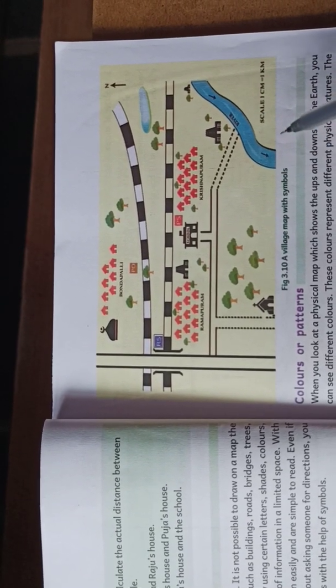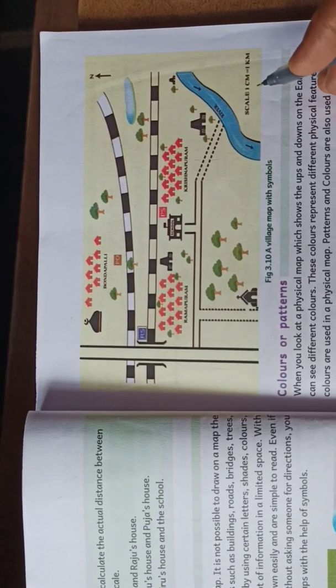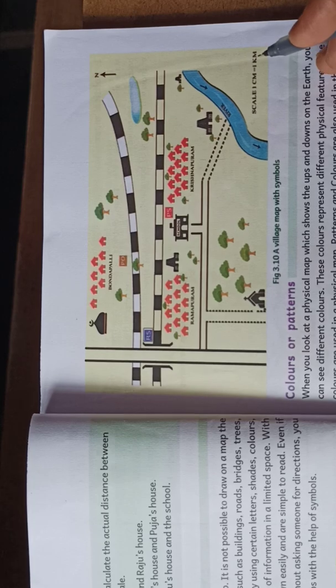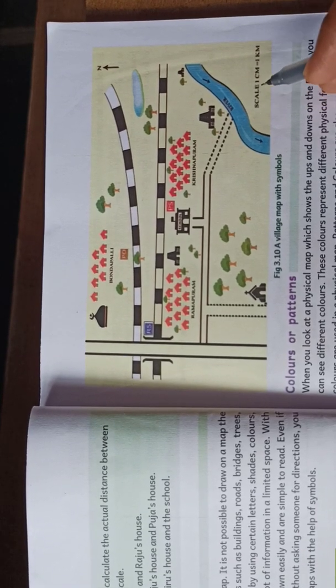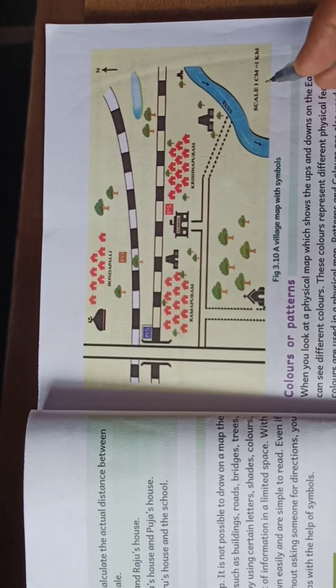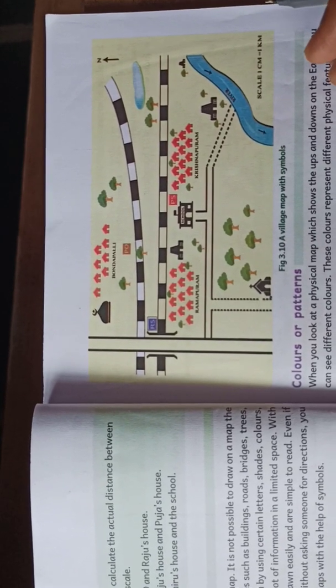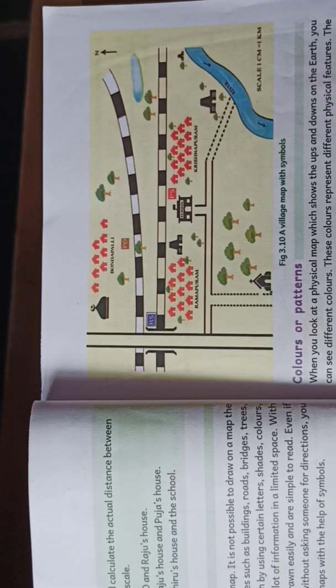Okay, what is the scale of this map? Scale: 1 centimeter is equal to 1 kilometer. The scale of this map, 1 centimeter is equal to 1 kilometer. Okay children, you understand? Thank you very much.